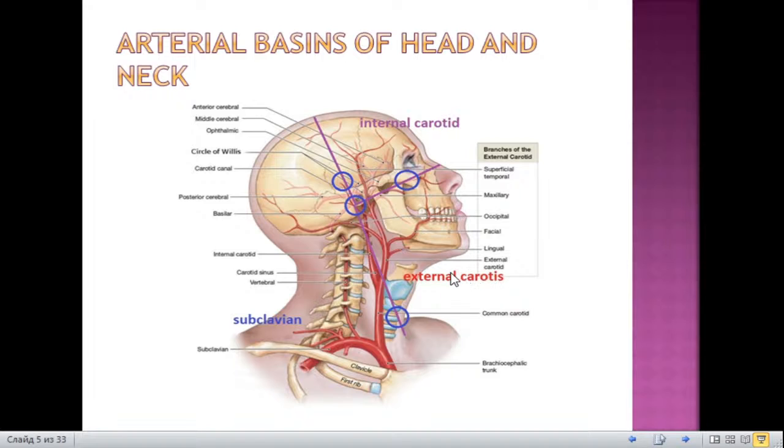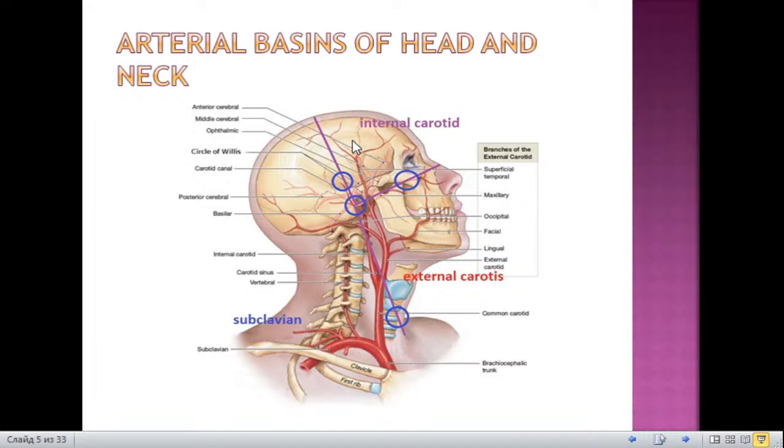External carotid artery supplies the front of the head and neck, so below the eye, and up to the lower part of the neck. And the back of the head and neck is almost totally supplied by the subclavian artery and its branches. So, at the borders of these arterial basins, arteries make anastomosis. So, what are these anastomoses?